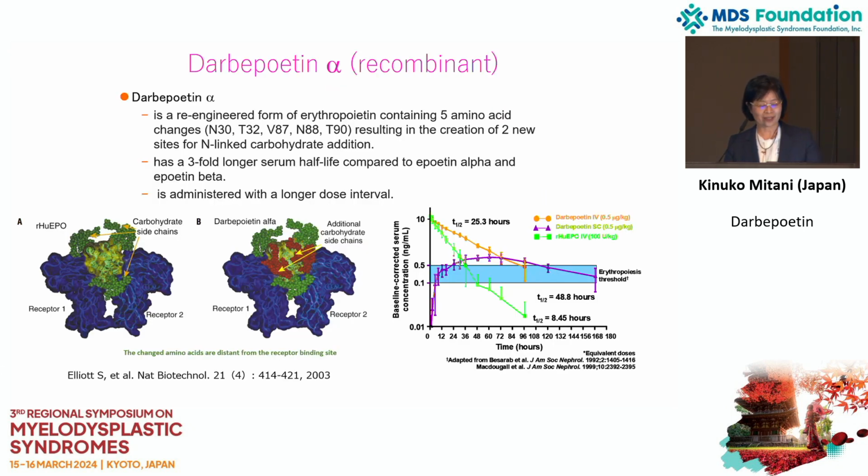Darbepoetin alpha is a re-engineered form of erythropoietin containing 5 amino acid changes, resulting in the creation of 2 new sites for N-linked carbohydrate addition. By this structural change, Darbepoetin alpha has acquired a 3-fold longer serum half-life compared to epoetin alpha and beta, and is administered with a longer dose interval. Here in Japan, we administer Darbepoetin alpha once a week subcutaneously.